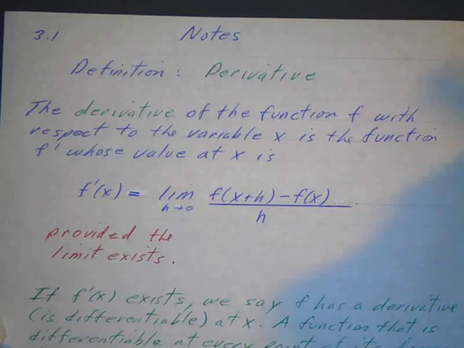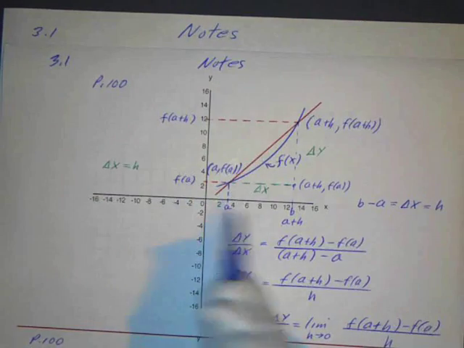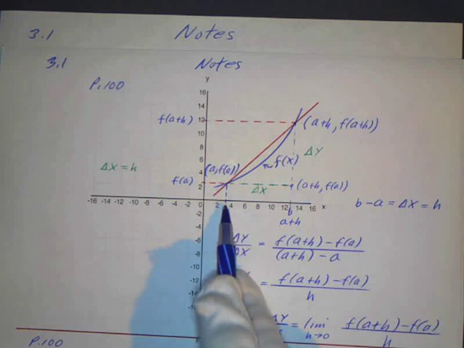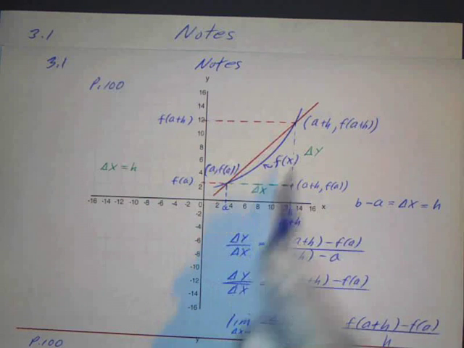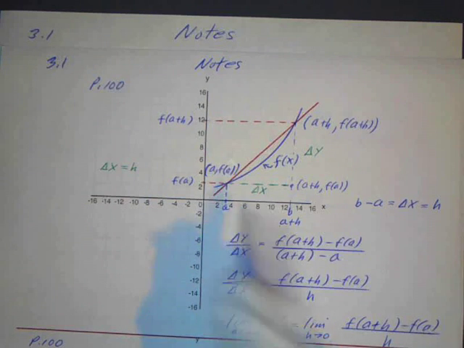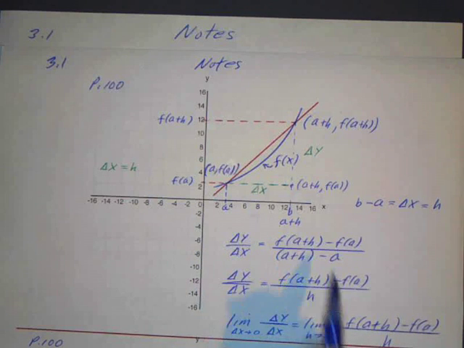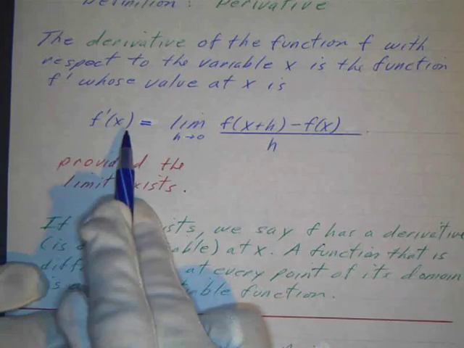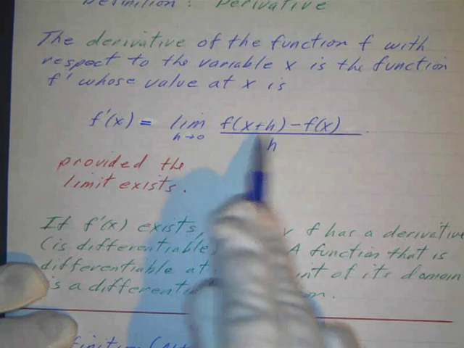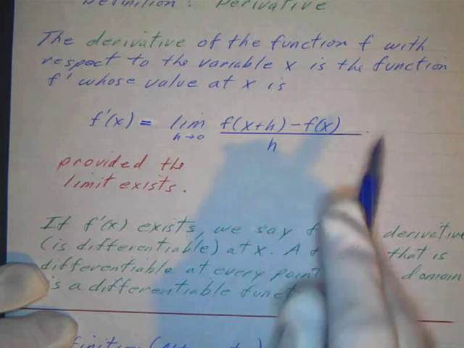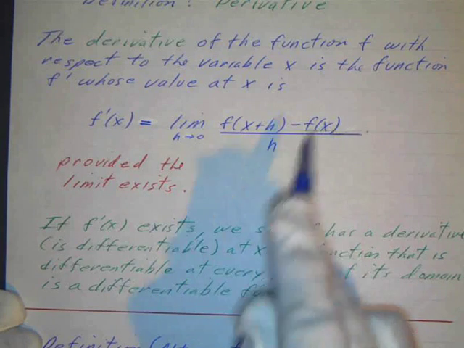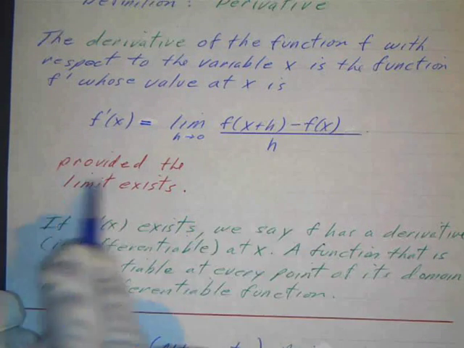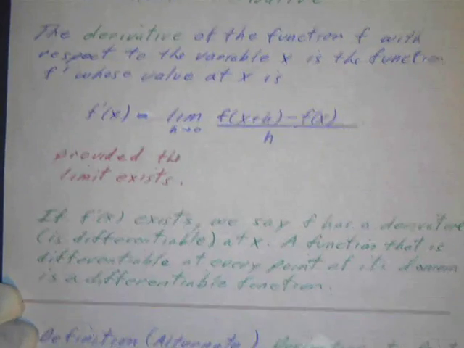Now what we're going to do is go back to this picture, and instead of using a particular value a, we're going to let x be any value in the domain. So rather than being restricted to a, I could pick any number here and do the same thing. So instead of using a, I just put x. That gives you the definition of the derivative. F prime of x equals the limit as h approaches 0 of f of x plus h minus f of x over h. And again, this is the slope, the change in y over the change in x. And that's always provided the limit exists. We'll be talking about that a little bit later.